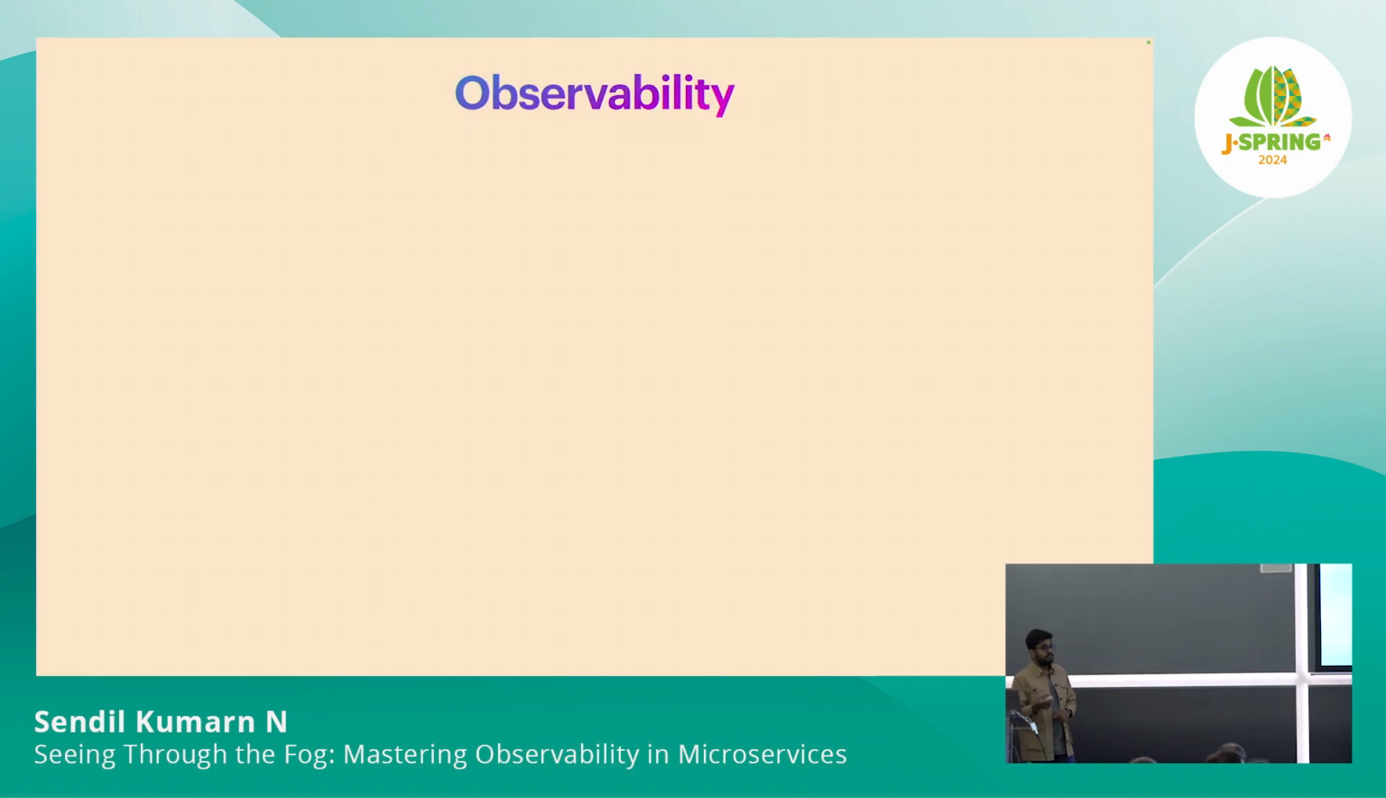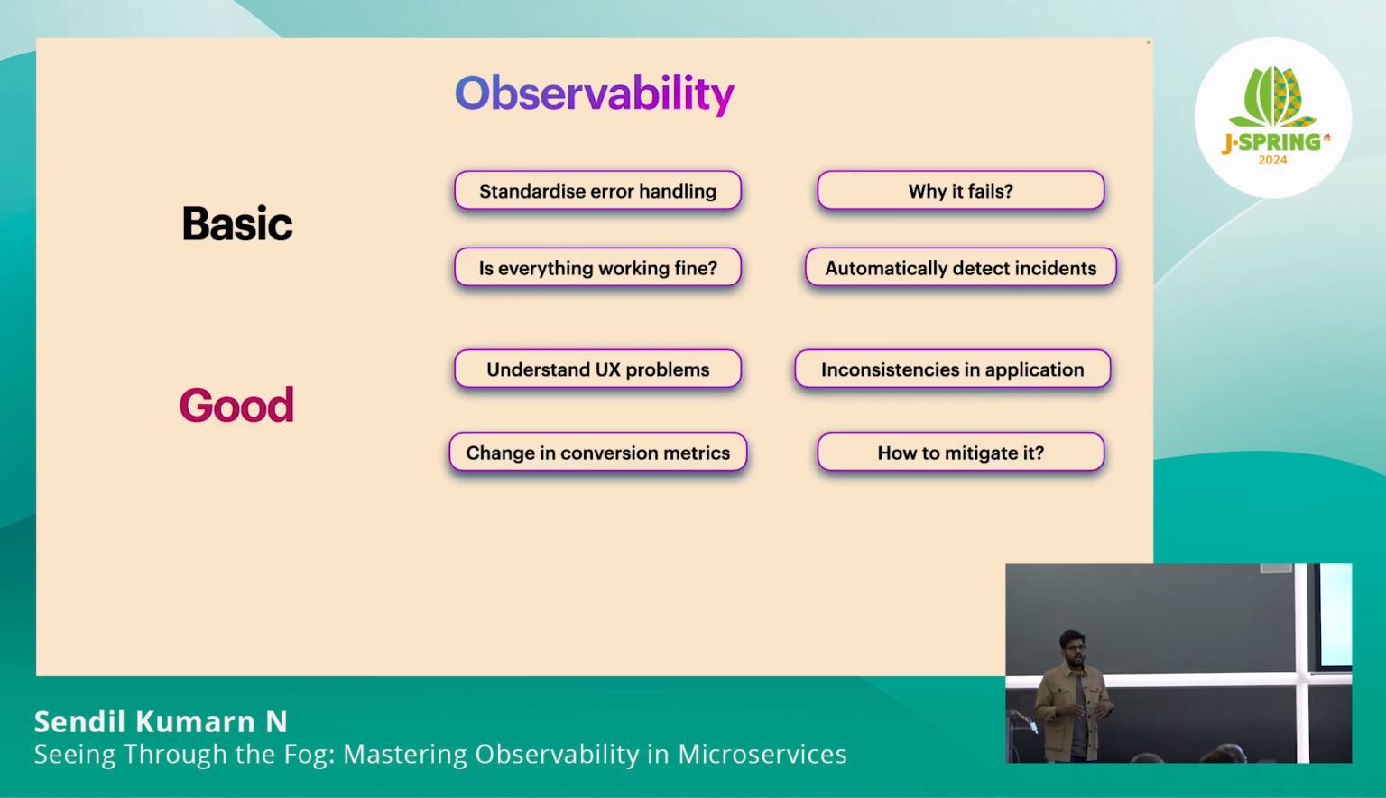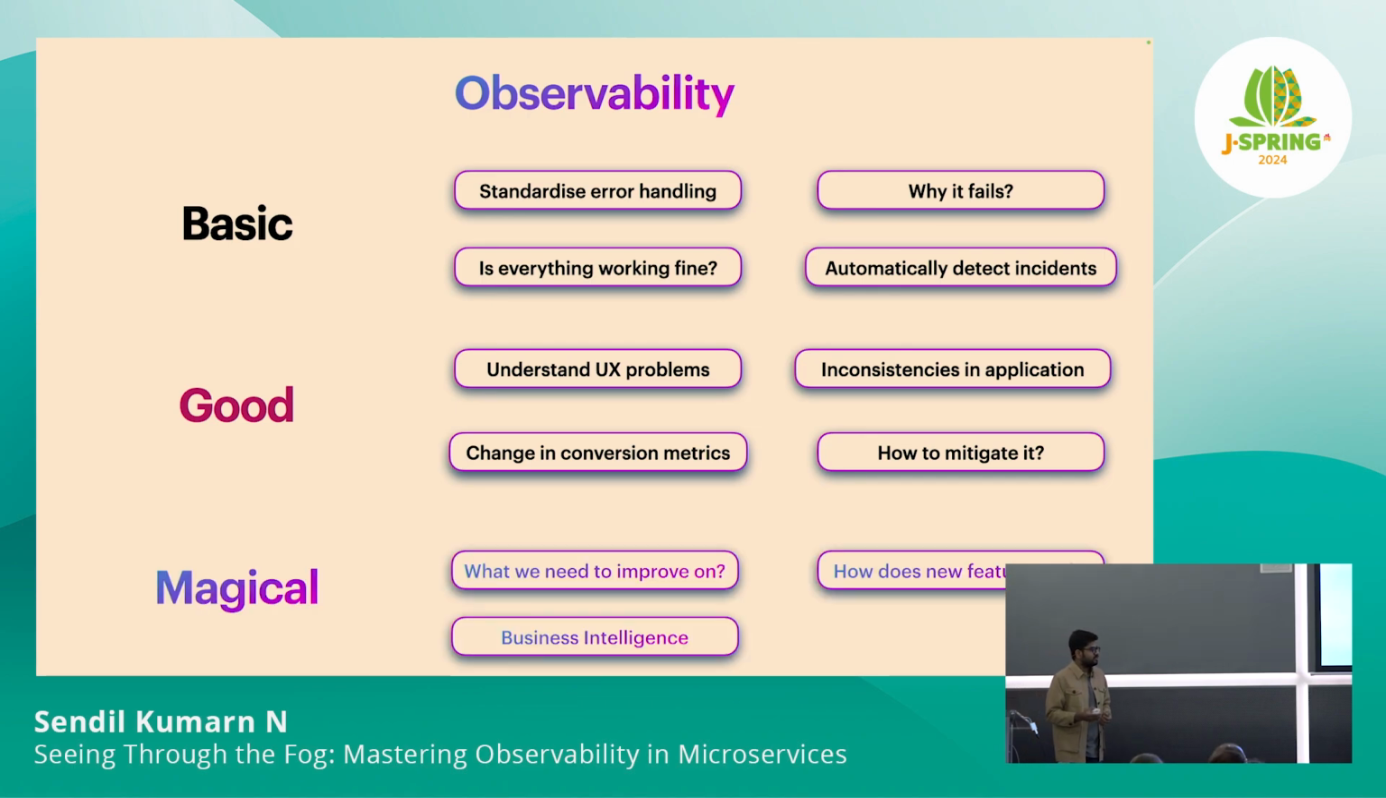And I would categorize observability into 3 types. The basic one actually tells you when some errors happen. You have a standardized way of error handling. You can understand why a system fails. Is everything working fine inside the system? Or you can automatically detect whenever an issue pops up. This is the basic level of observability. The next level is a good level, where you actually understand the journey of a user inside the system, and how you can fix it. And I call the third stage magical, which helps you improve on what you do. You observe signals from your system, and with that you can categorize them and also build new features on top of it, understanding how your users use the system. These are the 3 levels.